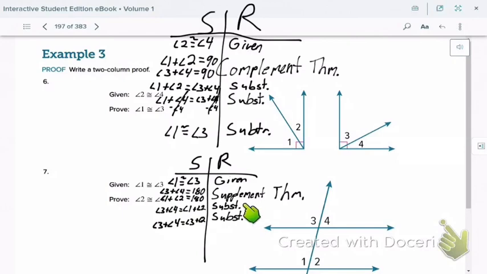Okay, angle 3 plus angle 4 equals angle 3 plus angle 2. What do I do next? Yes, subtract the 3's, which would cancel that out. Boom, gone. Why would I do that? Because then I'm left with angle 4 equal to angle 2 because of subtraction, and that's what I'm trying to prove. So, boom, done. Problem solved.